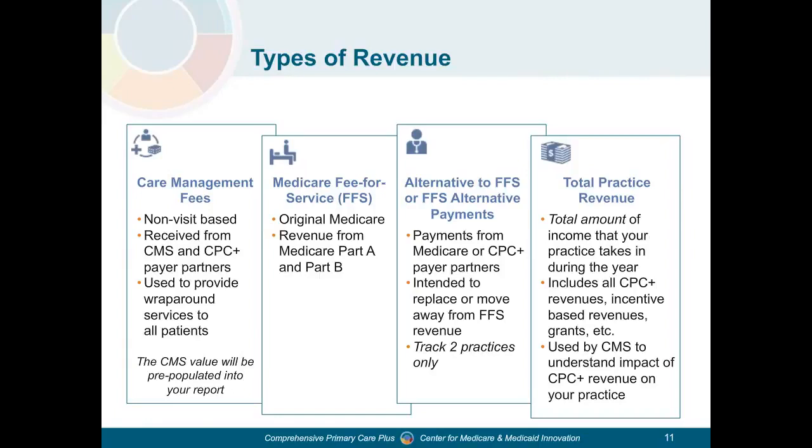Medicare fee-for-service comes as no surprise. This is original Medicare and includes the revenue generated by your practice by billing for services through Medicare Part A and Part B. Alternative to fee-for-service payments are the payments you receive from Medicare and CPC Plus payer partners that are intended to replace or move away from traditional fee-for-service revenue. For example, the comprehensive primary care payments for Track 2 practices is CMS's alternative to fee-for-service payments.